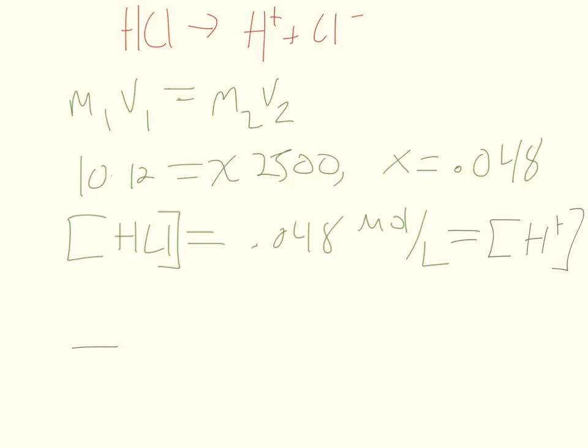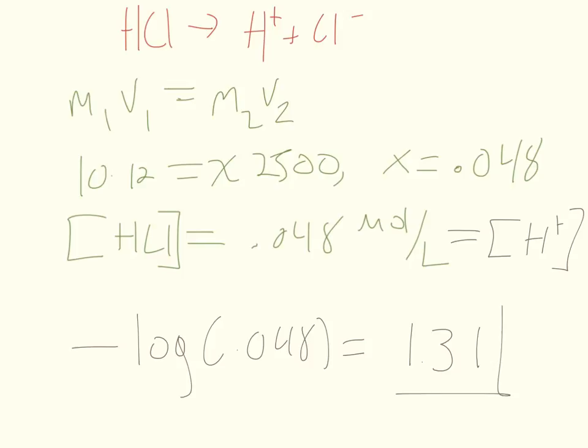All I need to do is take the negative log of that concentration, 0.048, and that's going to give me the pH. So in this case, the pH comes out to 1.31. Remember, pH is unitless. There are no units on pH. So our pH of this solution is 1.31.